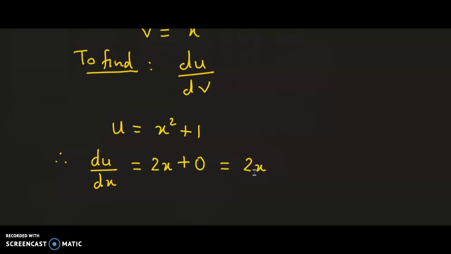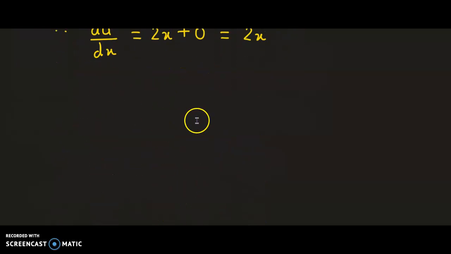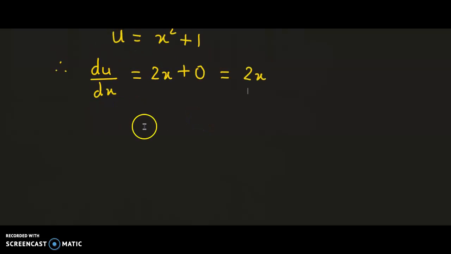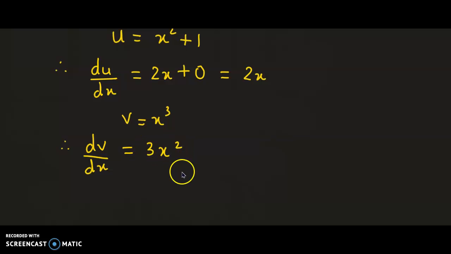Now let us consider v. Now v is equal to x cube. So if we consider v, which is equal to x cube, now differentiating v with respect to x, we get dv by dx is equal to the derivative of x cube, which is 3x squared.